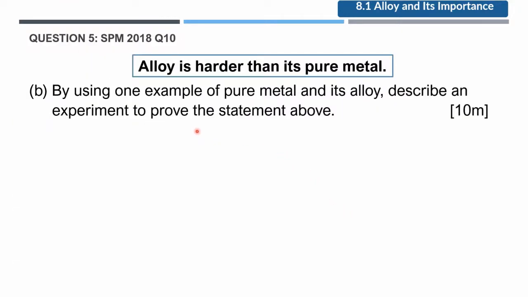Okay, this is a question for planning an experiment. Alloy is harder than pure metal. By using one example of pure metal and its alloy, describe an experiment to prove the statement above. Will the question require you to give an example of pure metal and alloy? Then the rest is to describe the procedures.